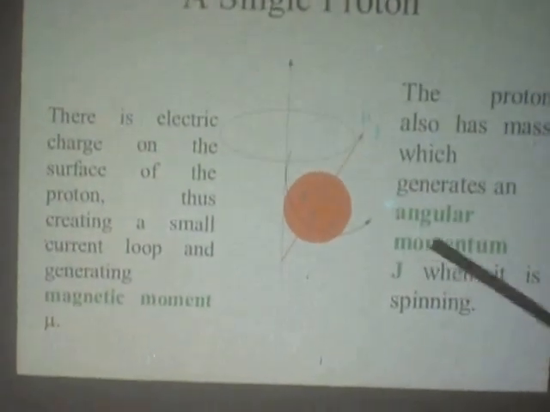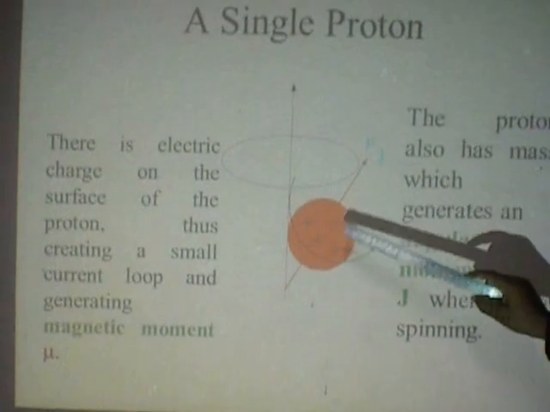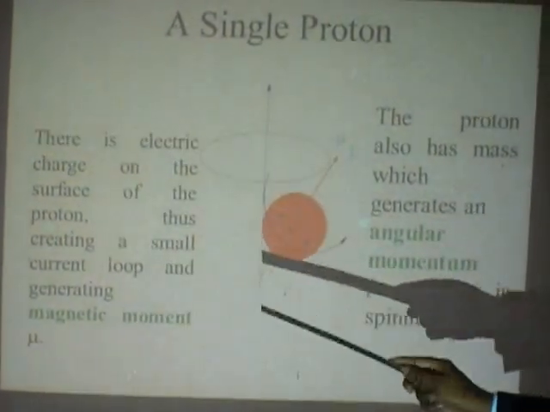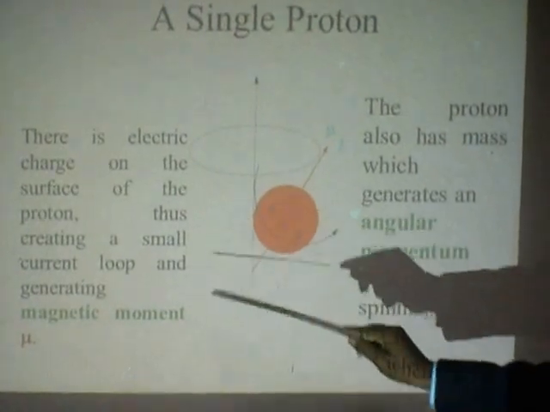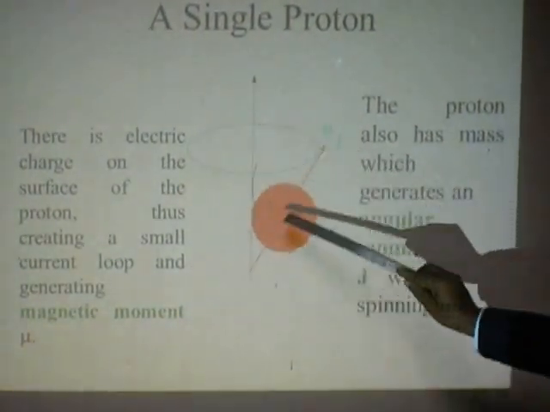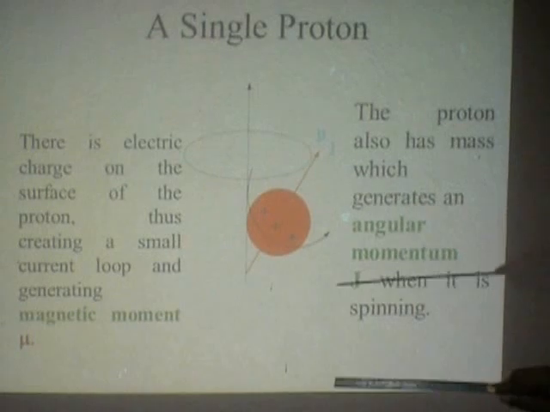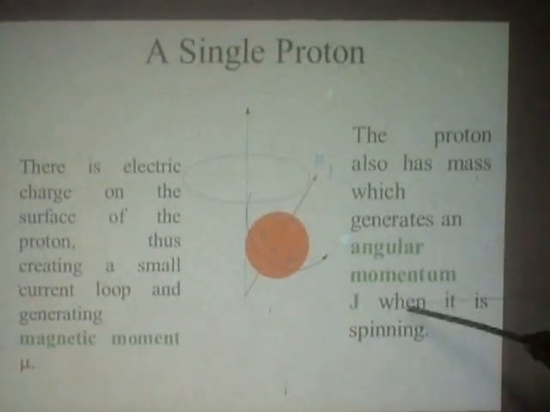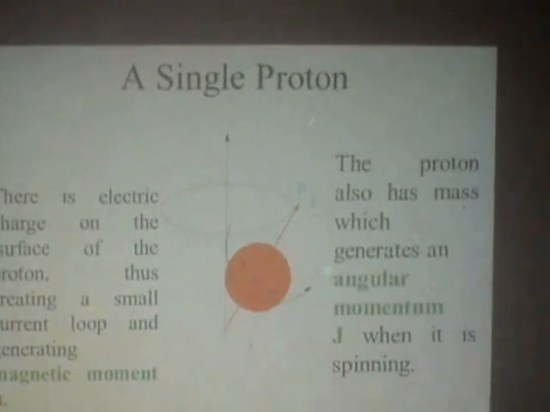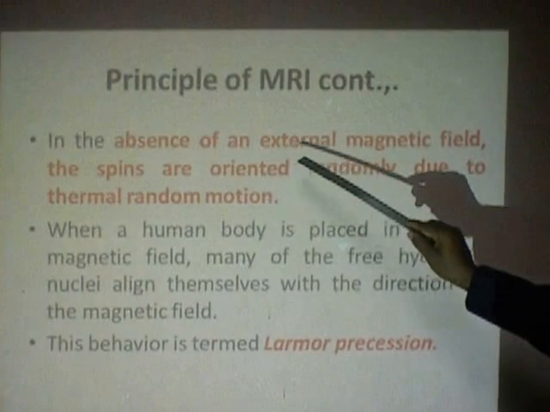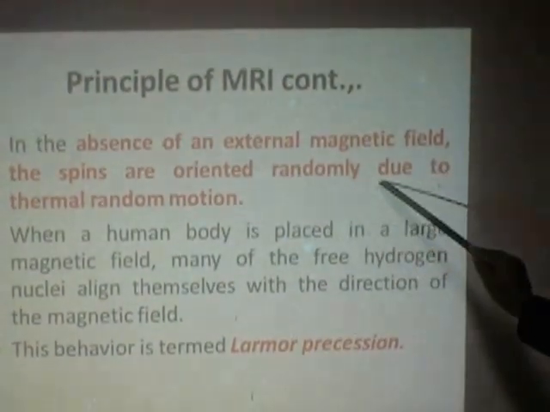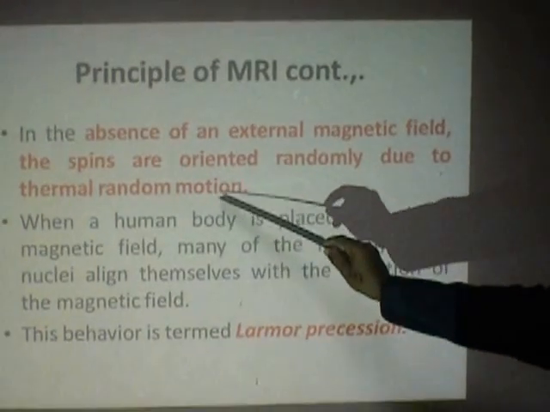Now this is the concept of the single proton. There is an electric charge on the surface of the proton, thus creating a small current loop. It's called magnetic moment mu. Also it has mass, which generates the angular momentum J when it is spinning. Now, in the absence of an external magnetic field, the spins are oriented randomly due to thermal random motion.